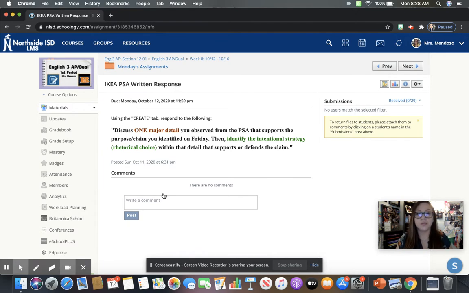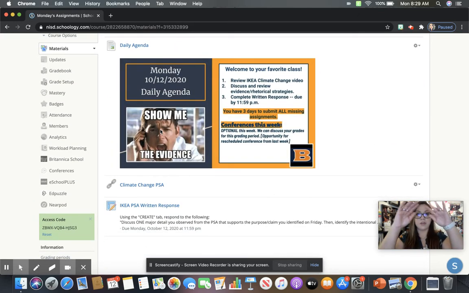So it would be helpful if you had a sheet of paper and you started at the top. Think of an inverted triangle. At the top, you've got your purpose, and then you have a claim, and then you have your detail, and then you have your rhetorical strategy or intentional choice. All of that you're narrowing down. You're looking at this generalization and funneling it down into something more specific. And so for today, all I'm assessing is simply that bottom half, where you're looking at your evidence and your rhetorical choice within that example.